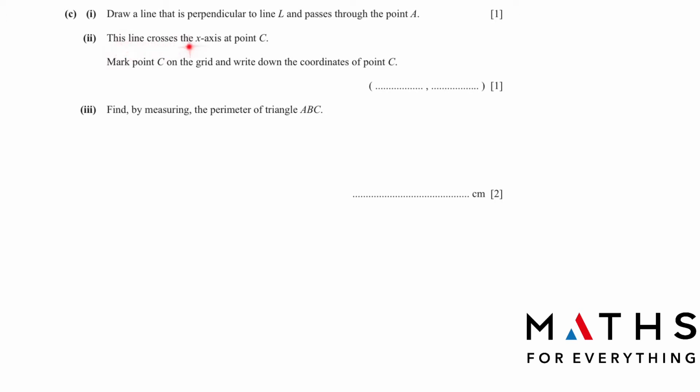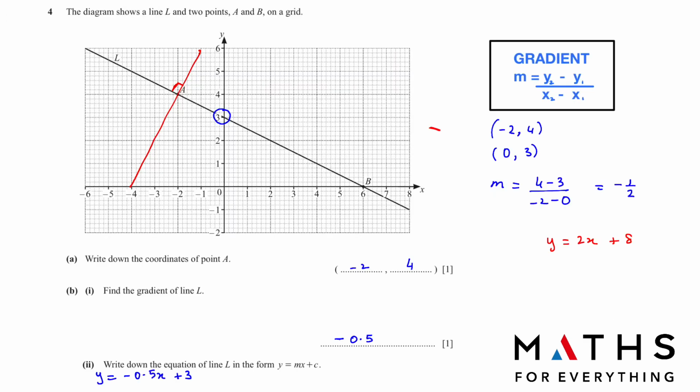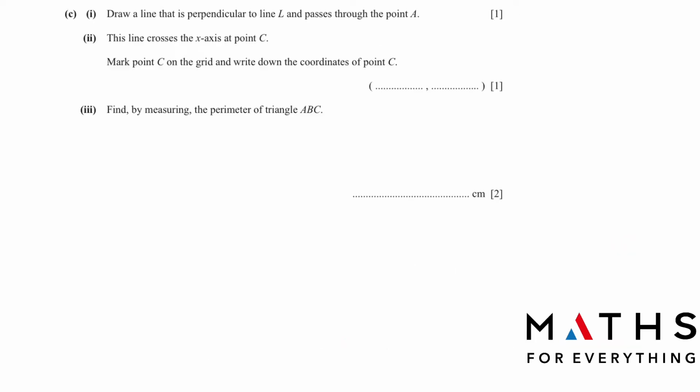C2, this line crosses the x-axis at point C. Mark point C on the grid and write down the coordinates of point C. This is the x-axis and it crosses the x-axis here. This is your C. And what is the point? On the x-axis, remember, y is 0 and the x value is -4.